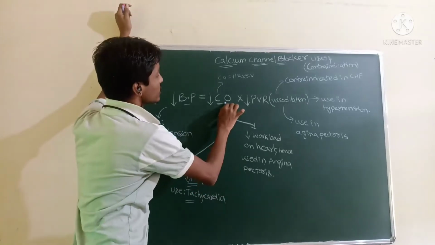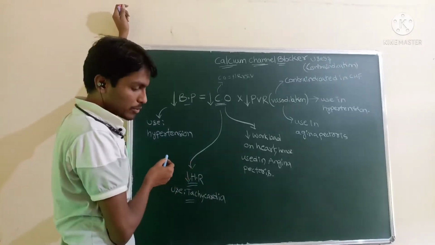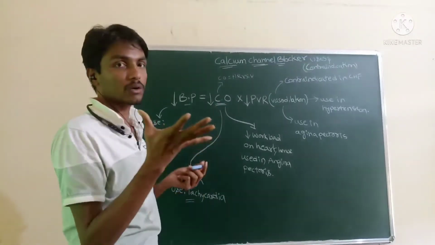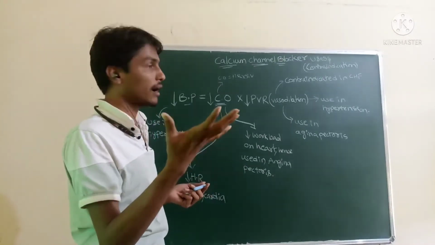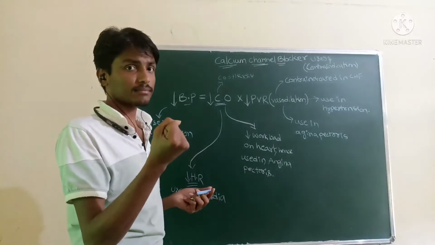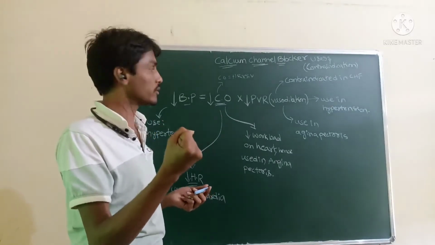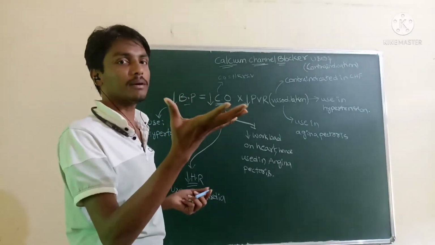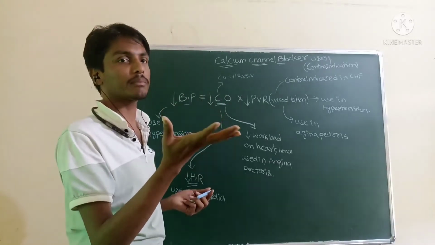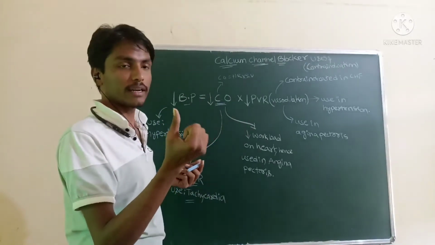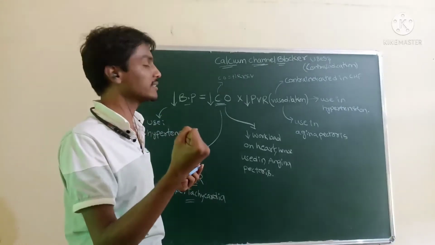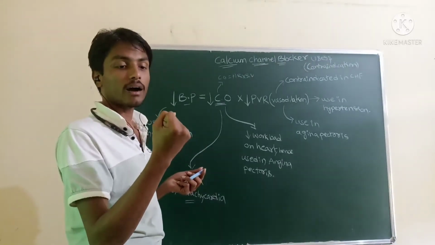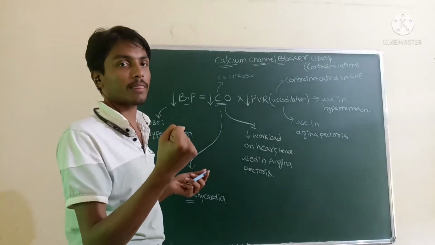And they reduce the cardiac output. Cardiac output is nothing but workload on the heart. See, the heart contracts fully and needs to pump the blood. With full contraction, it needs more energy. The heart needs to do more work.